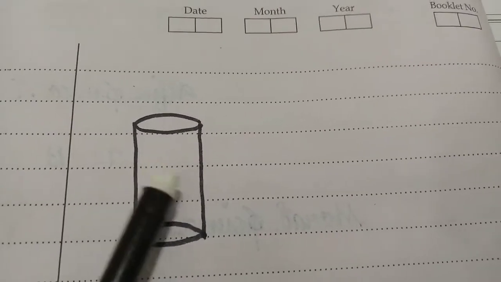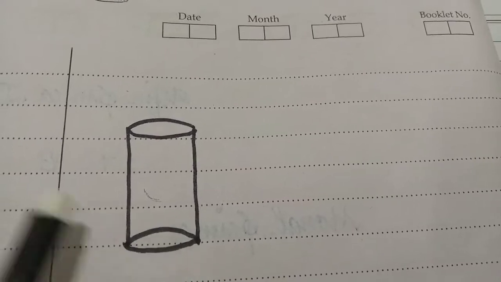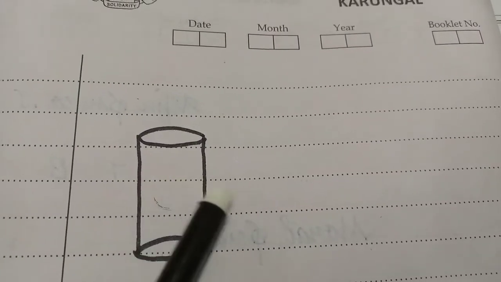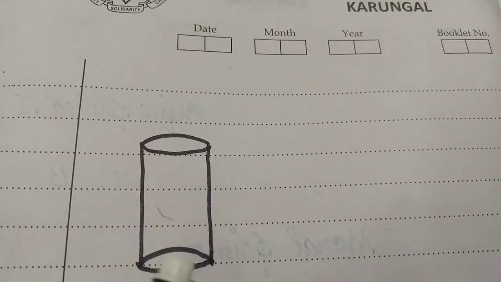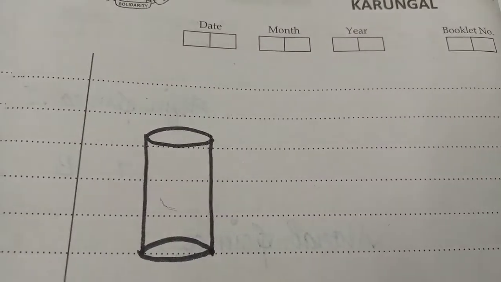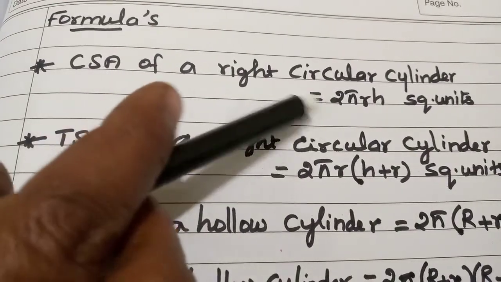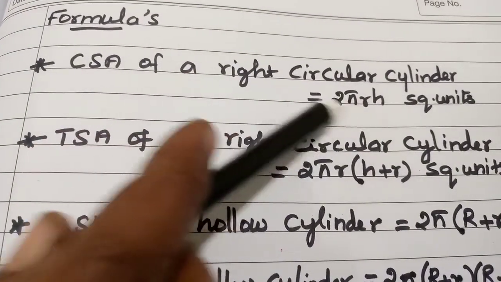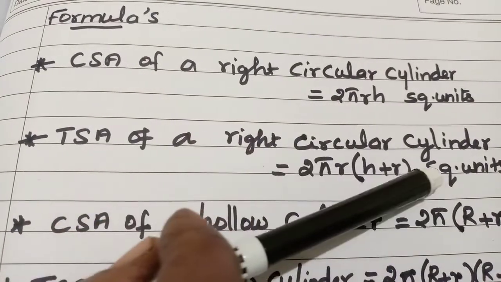Okay, this area formula is 2 pi r h, meaning circumference of the base into height. If you multiply the circumference of the base into height, we get the curved surface area of the cylinder. Circumference of the base formula is 2 pi r, height is h. So 2 pi r into height is the CSA of a right circular cylinder. Understood, students?